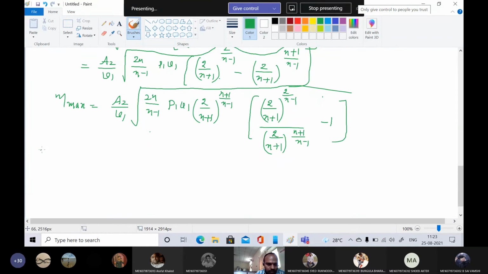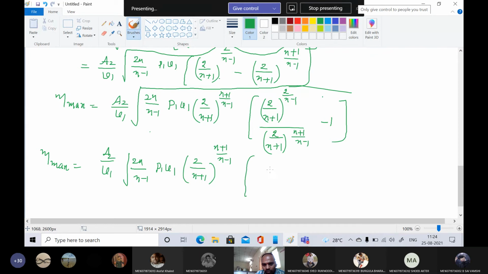Okay, m max is equal to a2 by v1 into 2n by n minus 1 p1 v1 into (2 by n plus 1) whole power (n plus 1) by (n minus 1). This will be 2 by n minus 1 minus n plus 1 by n minus 1. So n minus 1 is the LCM. So 2 minus n plus 1, that is equal to 1 minus n. Okay? Yes or no?